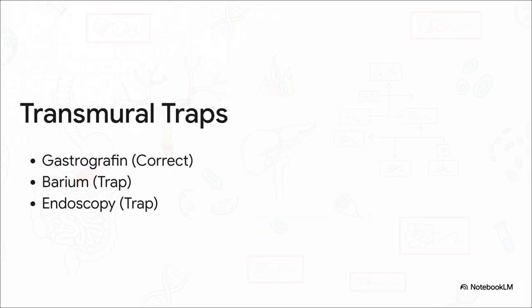Here are the traps you absolutely must avoid on the boards. Selecting an upper endoscopy, that is a huge trap because the air insufflation will actively exacerbate the rupture. Selecting a barium swallow, that's a lethal trap. If barium leaks through that transmural defect, it causes a severe, catastrophic mediastinitis. The only correct diagnostic selection here is the gastrographin swallow. It's safe, and it perfectly detects the transmural rupture.